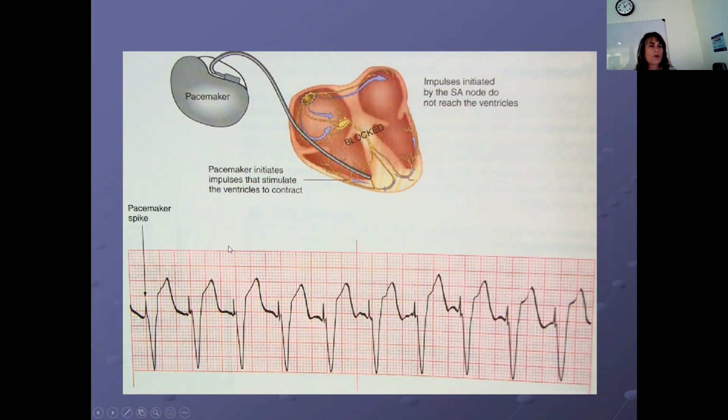So here, this is showing the ventricles being depolarized by the pacemaker. The pacemaker spike is a solid line. Did I say it was white earlier? It's not. So there's just a little line, and then you'll notice that the ventricles have a wider QRS because of it. When a pacemaker is depolarizing the ventricles, you get a wide QRS.